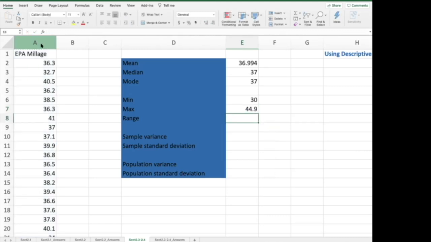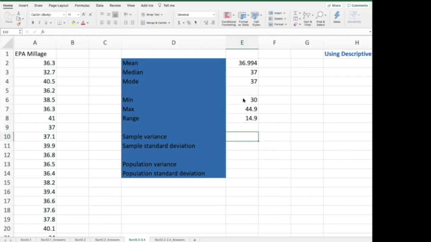Also, you can find the range, but you don't have a function for the range here. You can find it from the minimum and the maximum. So you will type a formula: equal to the maximum number here, 44.9, minus 30. So you have the range of the data.